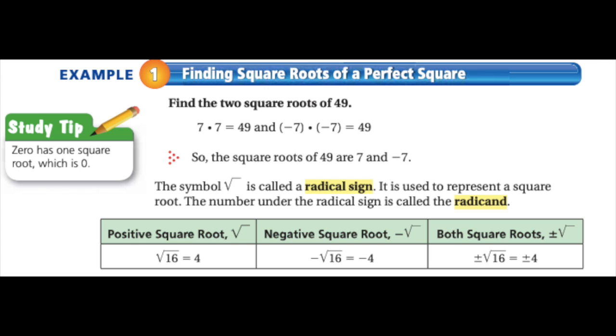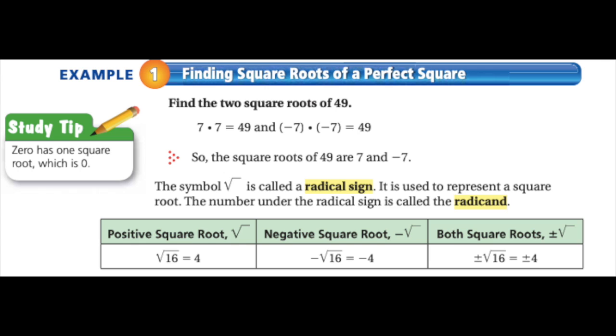Looking at example 1 on page 290, we can see that when we're finding a square root of a perfect square, we're going to find both of them. So we know that 7 times 7 is 49, and negative 7 times negative 7 is 49. Therefore, we know that the square root of 49 is both 7 and negative 7.